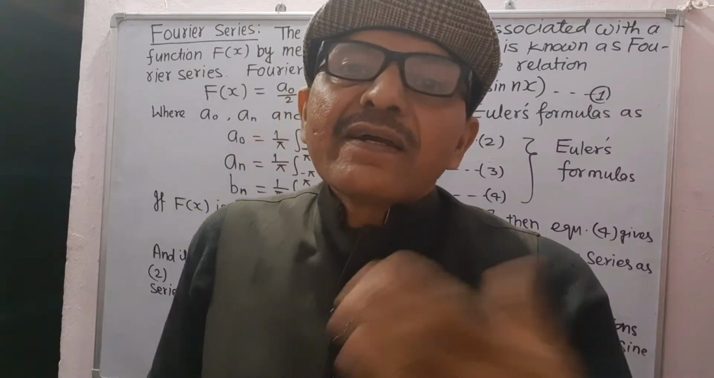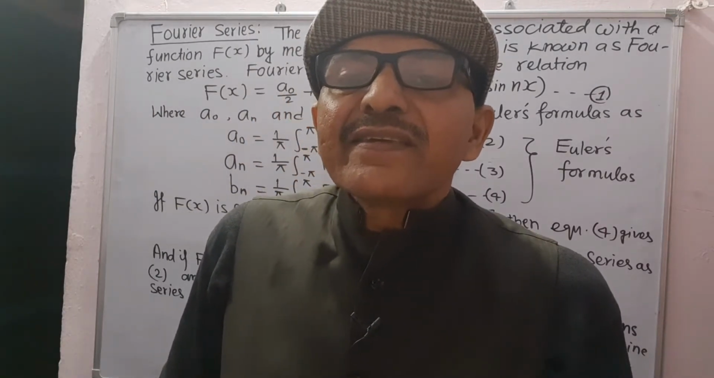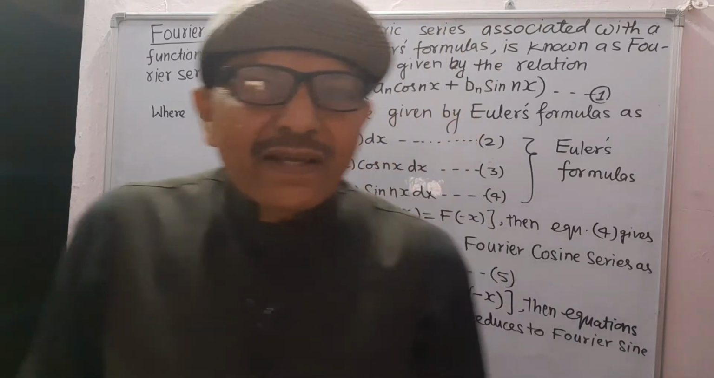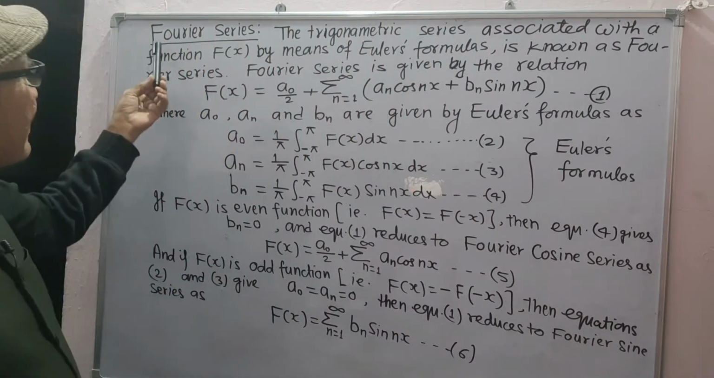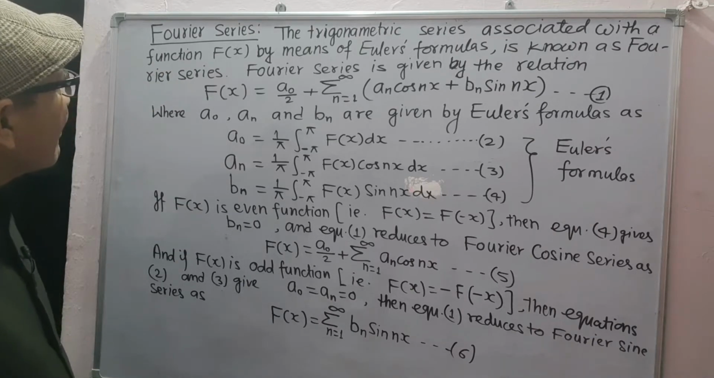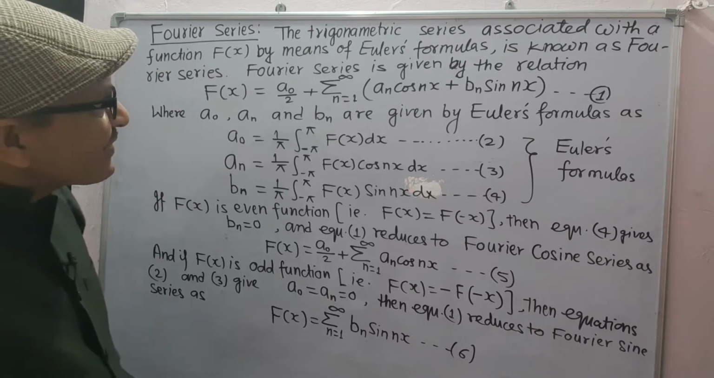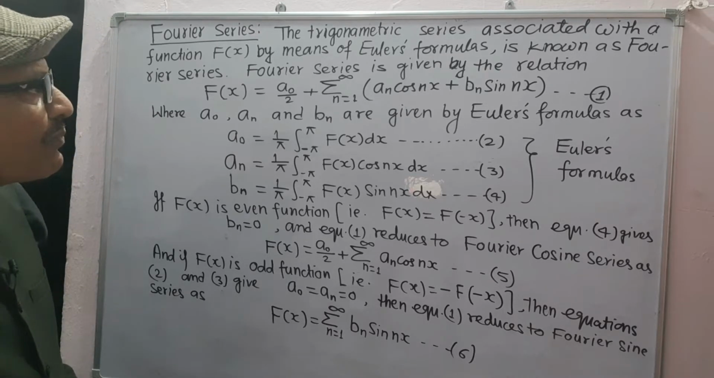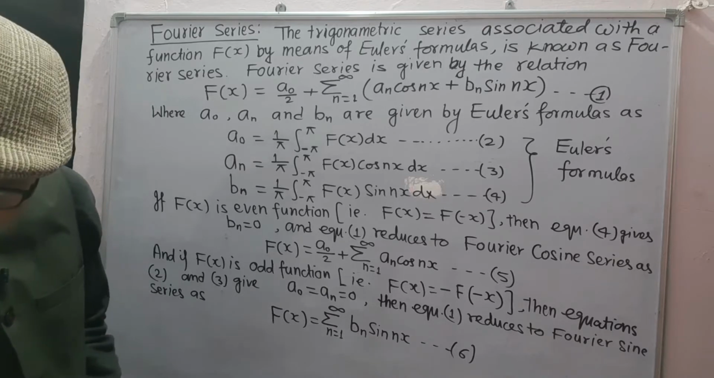First we discuss the Fourier series and then solve some related problems. At first we discuss Fourier series. Fourier series is a trigonometric series associated with the function f(x) by means of Euler's formulas.